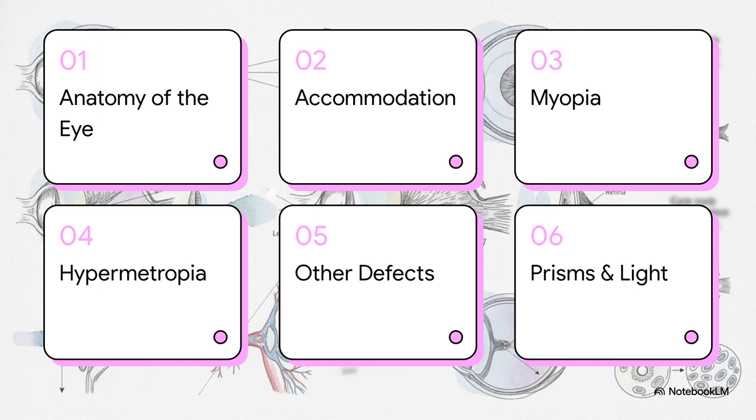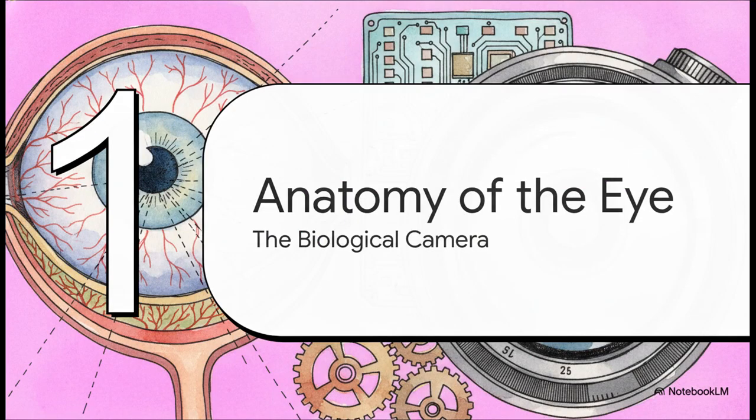Here is our roadmap for today's visual journey. We'll start with 1. Anatomy of the eye, move to 2. Power of accommodation, 3. Myopia, 4. Hypermetropia, 5. Other defects, and we'll wrap up with 6. Prisms and light.